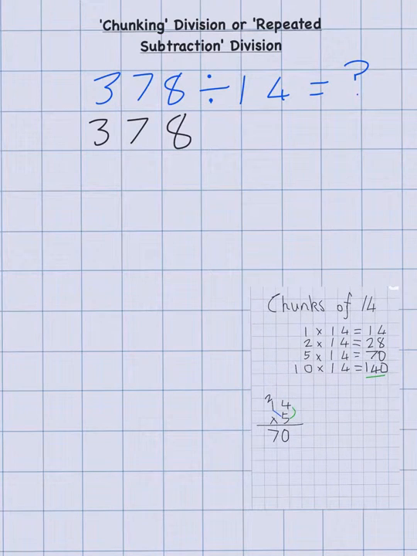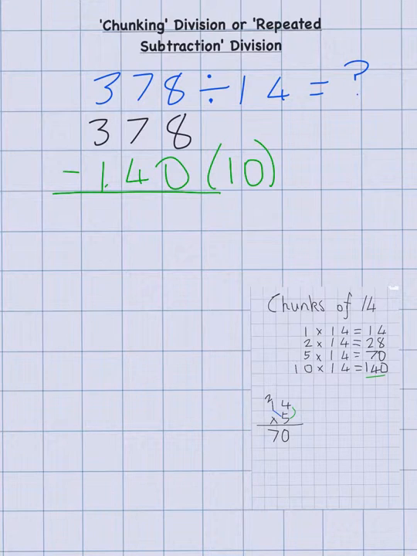take away. So let's take away 140. Let's take away 140 from 378. It's a simple subtraction. And I'm also going to put in brackets 10 at the side. Why? Because it's a chunk of 10 14s that we're taking away. Okay, 140 is a chunk of 10 14s.